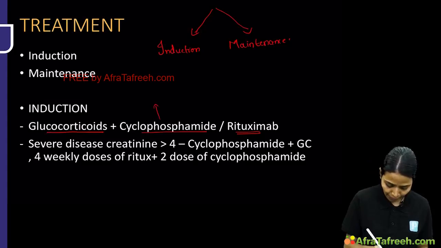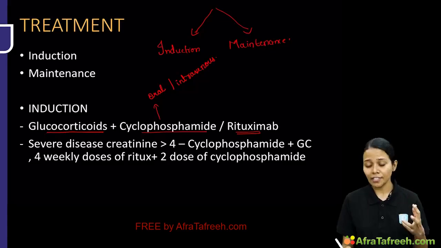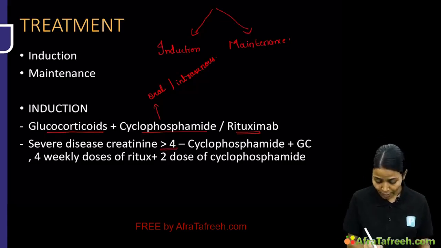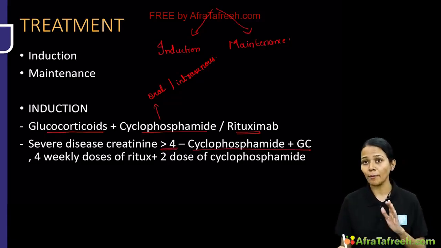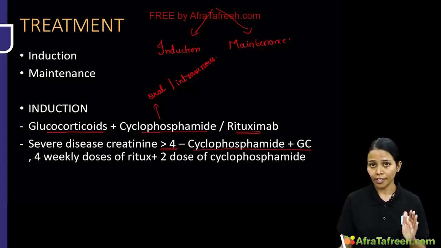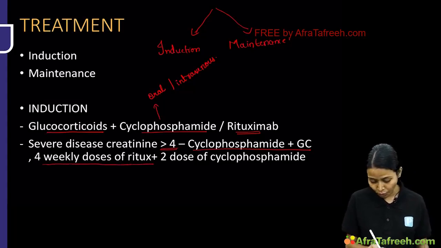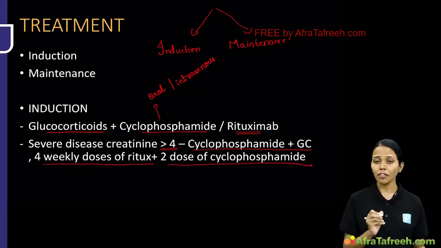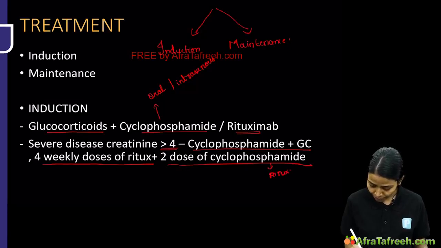Again, cyclophosphamide can be given either oral or intravenous. Okay. Now, if it is severe disease, that is creatinine is more than 4, then cyclophosphamide plus glucocorticoid has to be given. In that, data for rituximab is not high when the creatinine is more than 4, or you can give 4 weekly doses of rituximab plus 2 doses of cyclophosphamide. This was tested in a trial called the RITUXVAS trial, and it was found that, I'll come to these trials later.